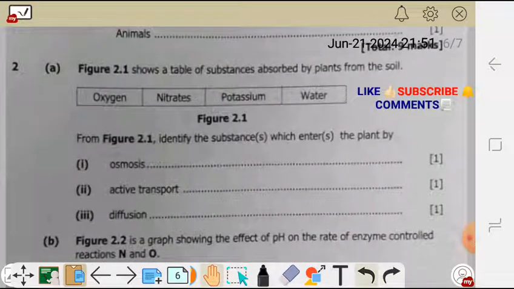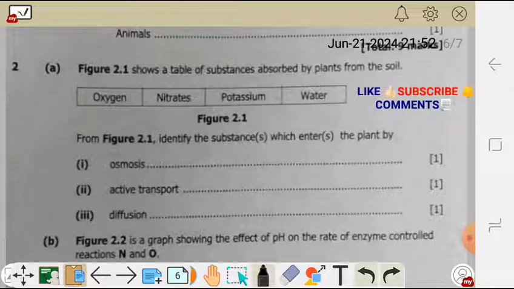Okay, so question 2. Question 2 reads, figure 2.1, which is this figure here, shows a table of substances absorbed by plants from the soil. So this figure here, they are saying it is showing substances absorbed by plants from the soil. So all these substances are absorbed by the plant from the soil.